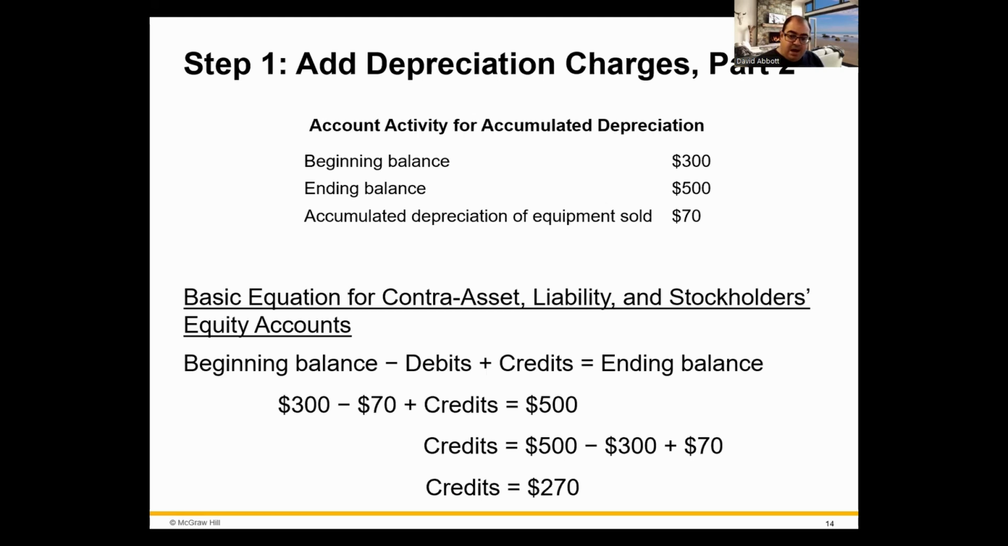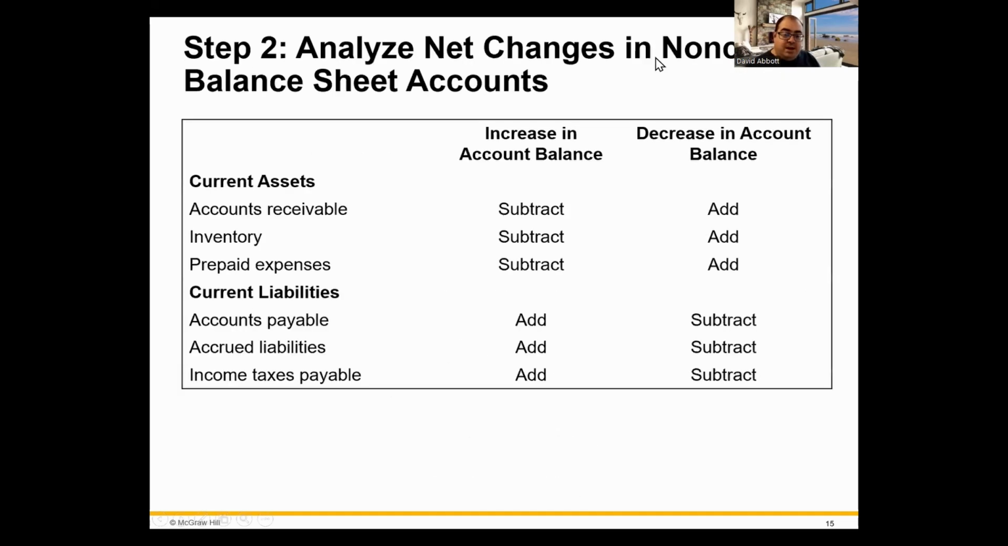So we have the beginning balance minus our debits plus our credits gives us the total. So the ending balance was 500. We had a beginning and an ending. We want to know what the credits were. And again, you can work that out algebraically. And in this example, the basic equation for contra assets can be used to compute depreciation charges of 270.